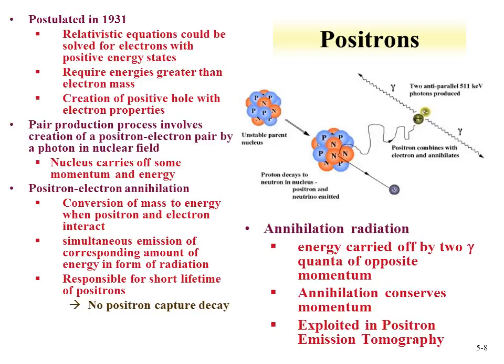The other thing that is known is that when a positron and electron interact, annihilation occurs. So there's a conversion of mass to energy when they interact, as shown here. We see two 511 keV photons produced, going 180 degrees from each other. Also, unlike electron capture, there is no positron capture decay.